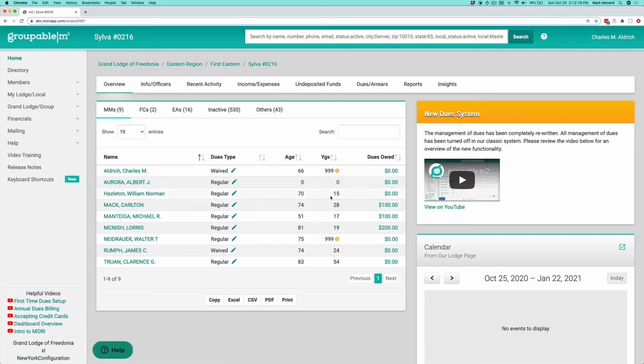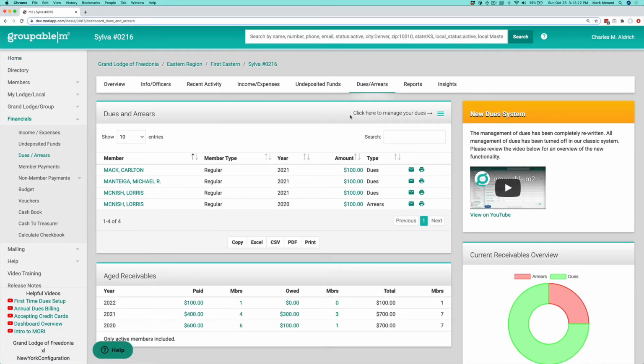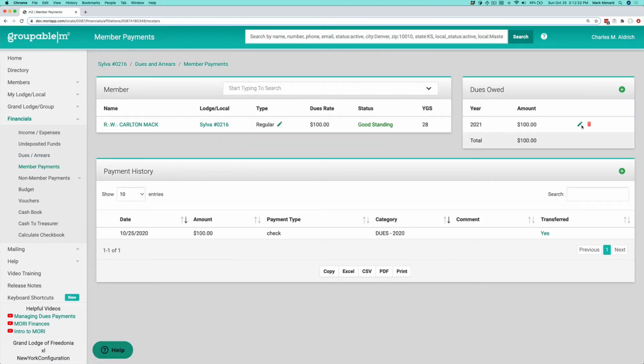And the first place I'm going to go is the dues in arrears screen and find someone who actually owes me dues, because they've got to owe me something. Well, actually, they don't have to owe me something, and I'll show you that here. I'm going to take you through the whole life cycle here. So I'm going to pick someone out here, and in the upper right-hand corner, we have the dues owed.